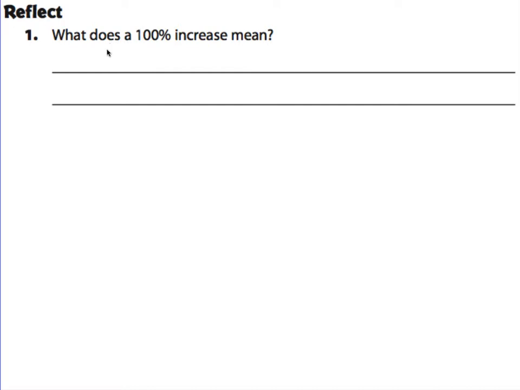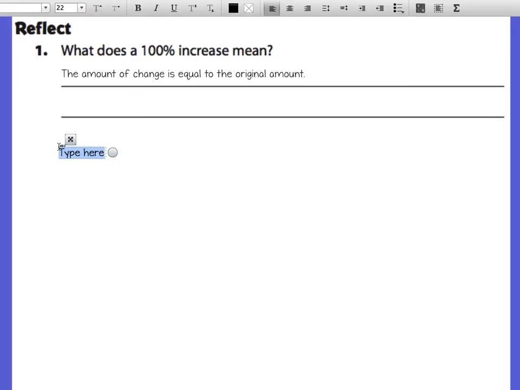Okay, so what does a 100% increase mean? Well, if it's a 100% increase, that tells you that the amount of change is equal to the original amount. So if she had 100% change in her wages, that means she went from $8 to $16. Mathematically, it would have been 16 minus 8, which would have given us 8. And then 8 divided by 8 would give us 1. And then 1, if you move that decimal twice to the right, would be equal to 100%.